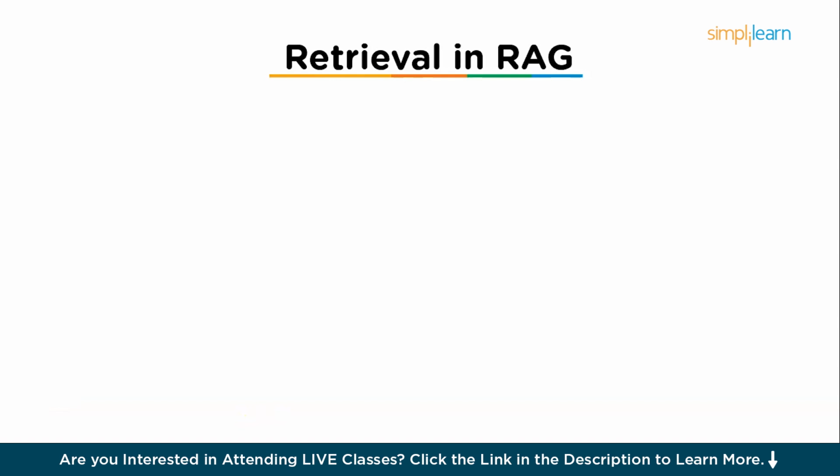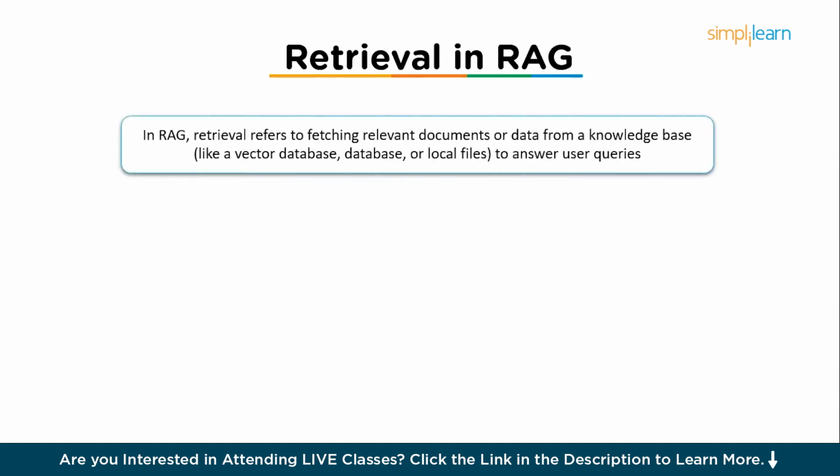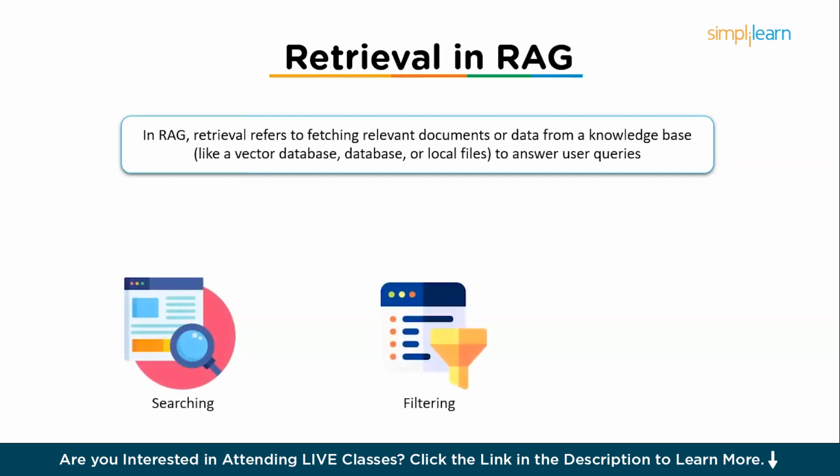In this lesson, we will dive deep into retrieval and a few more advanced methods for overcoming the edge cases. So let us understand what retrieval in RAG is. In RAG, retrieval refers to fetching the relevant documents or data from a knowledge base, like a vector database or local files, to answer the user queries. It helps in searching, filtering, and retrieving information efficiently.